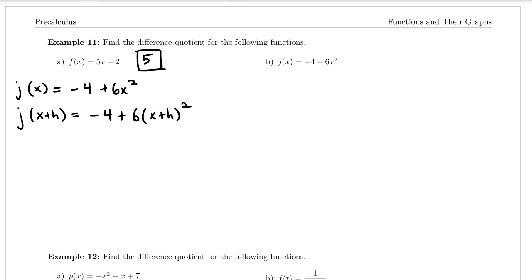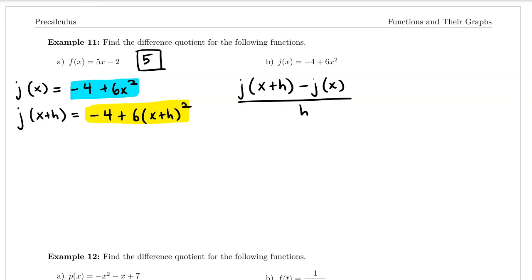So I'm going to highlight this in yellow like I did before. And then I'll highlight this in blue. Now, if I want the formula for the difference quotient, instead of having f, I'm going to write j because that's our function name. So our difference quotient is going to be j of x plus h minus j of x all over h. And j of x plus h is in yellow, and j of x is in blue.